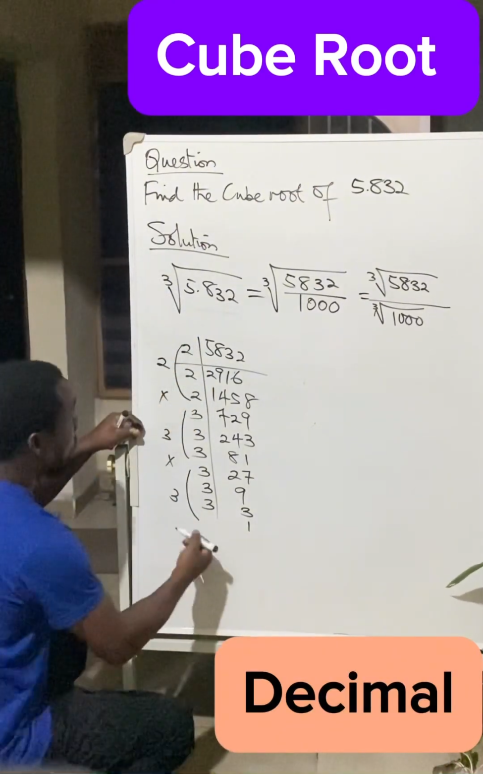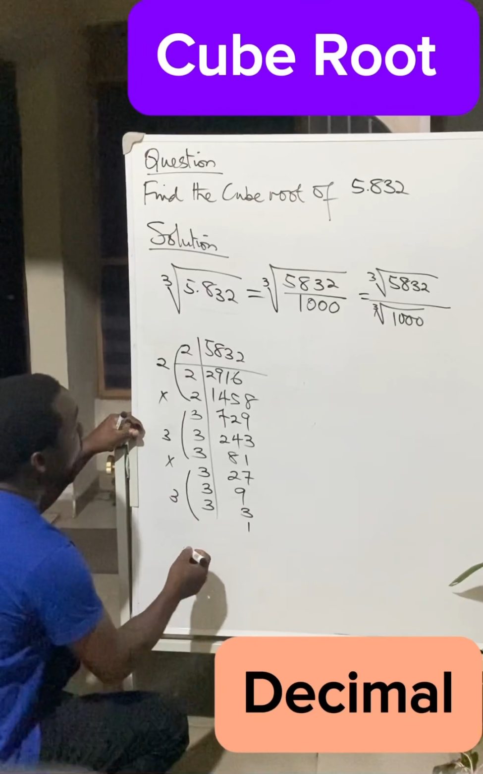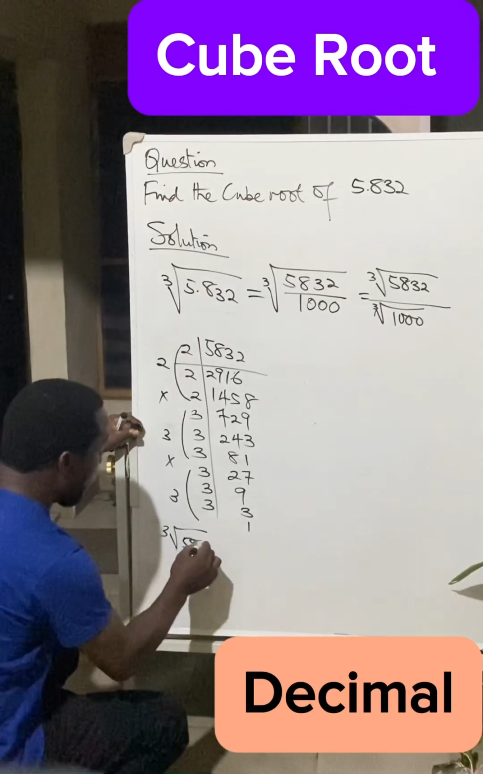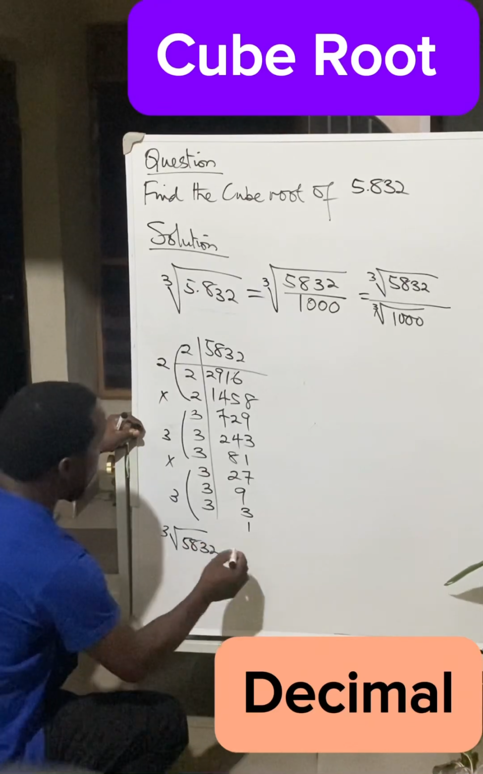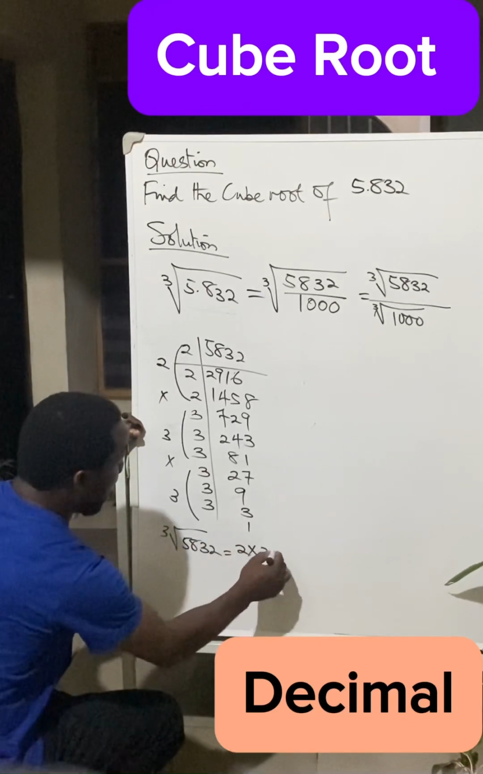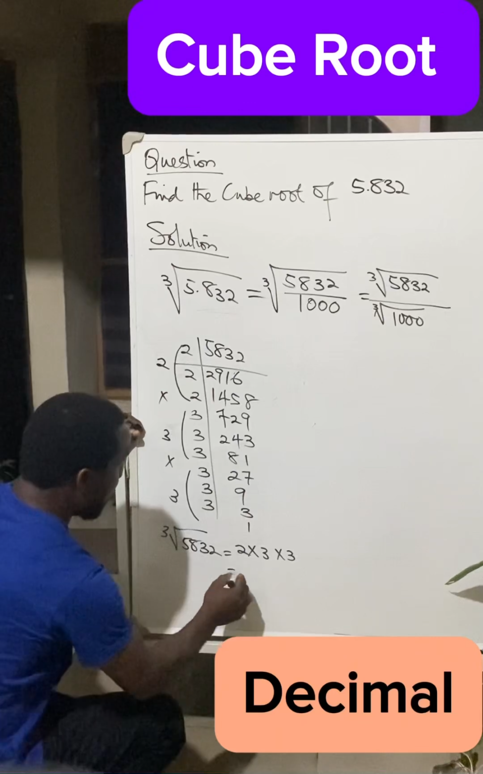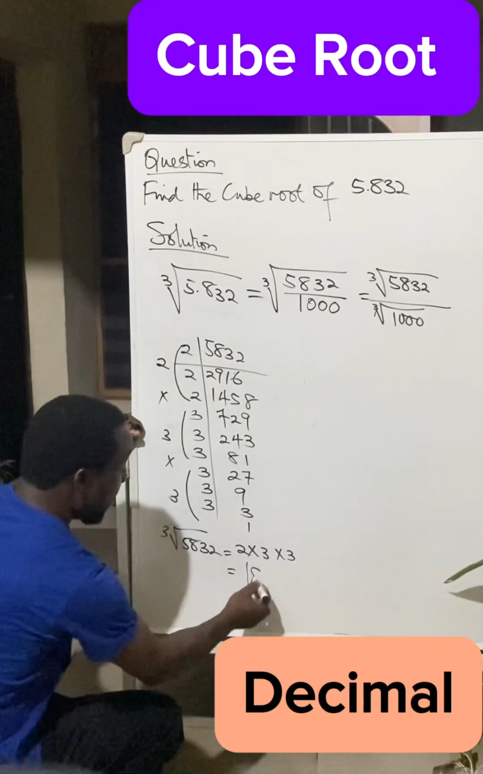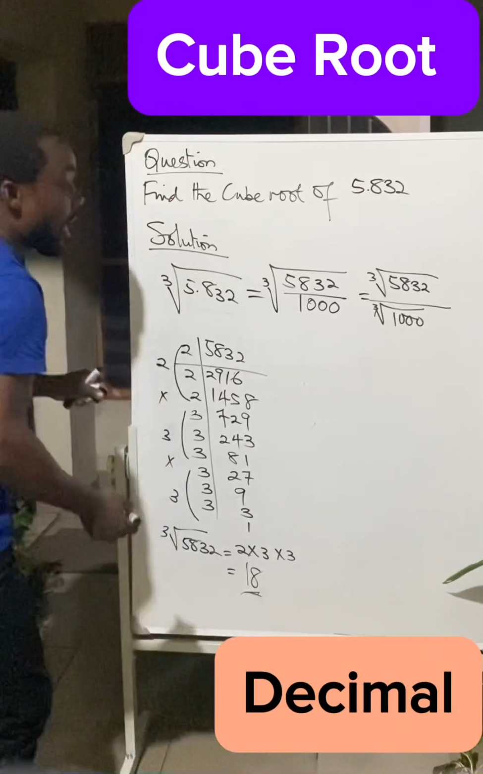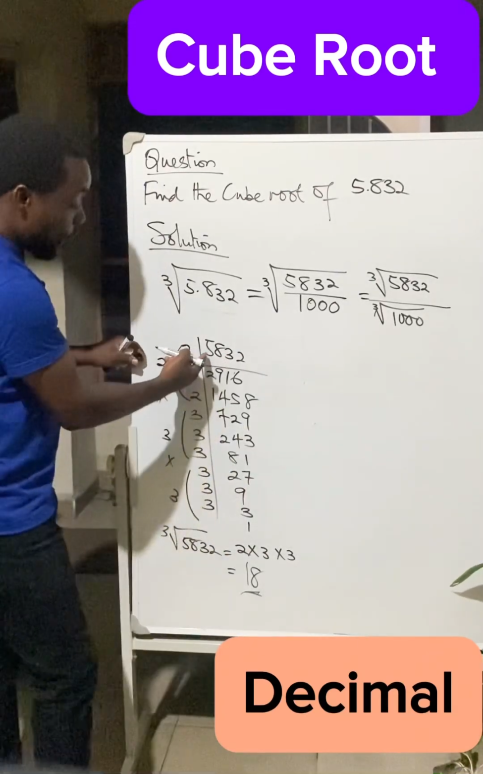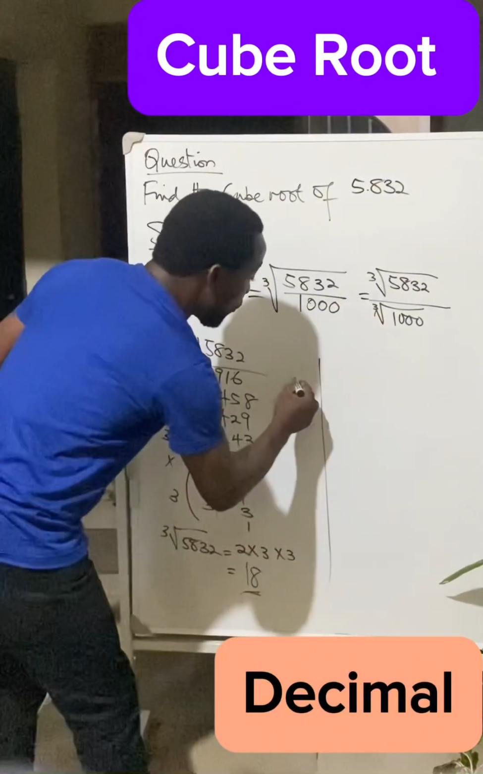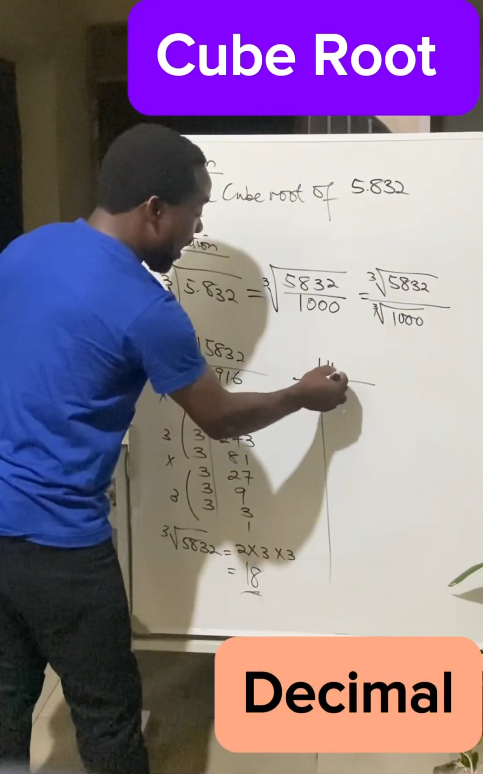So the cube root of 5832 is equal to 2 times 3 times 3, which is equal to 2 times 3 is 6. 6 times 3 is 18. So that's the cube root of 5,832. Now we go on to finding the cube root of 1,000.